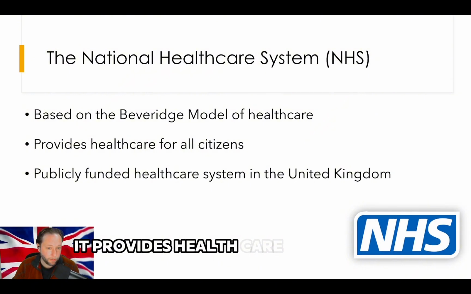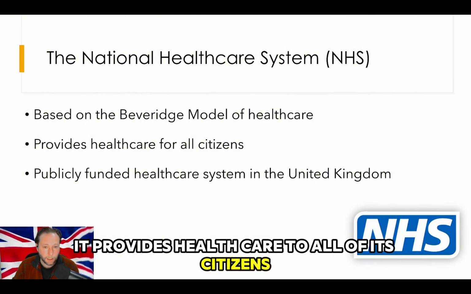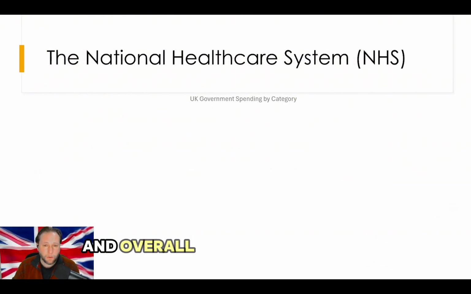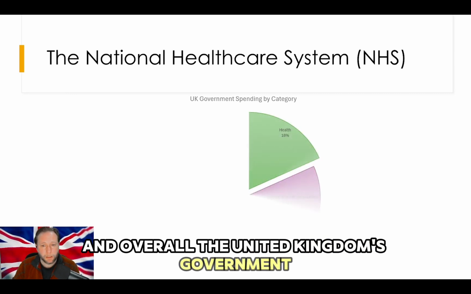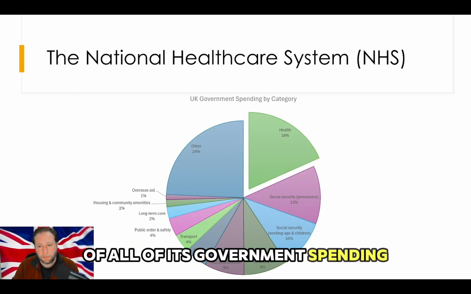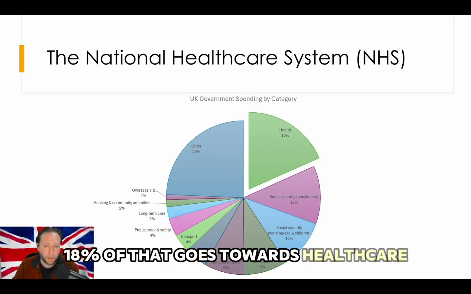Now, the national healthcare system is funded through taxation. It provides healthcare to all of its citizens. And overall, the United Kingdom's government, of all of its government spending, 18% of that goes towards healthcare.